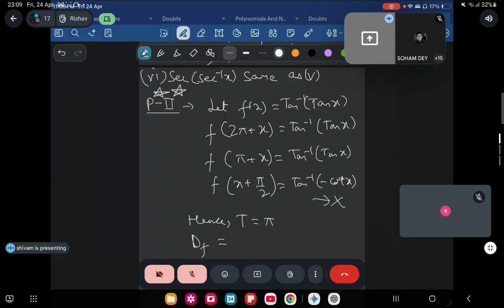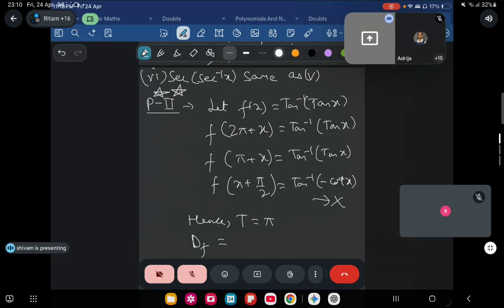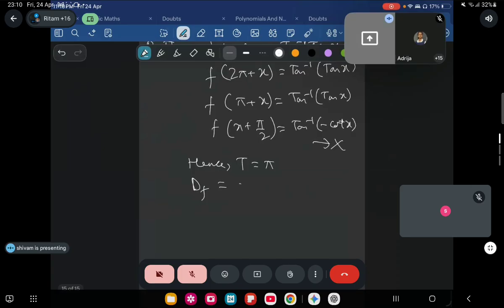Rishabh, tell me. Sir, should it be all real? All real? No. Are you sure? It's tan inverse tan of x. Yes, Aditya, tell me. Sir, real minus odd multiples of pi by 2. Absolutely correct, because tan x should be defined, right? So it will be all real except odd multiples of pi by 2.